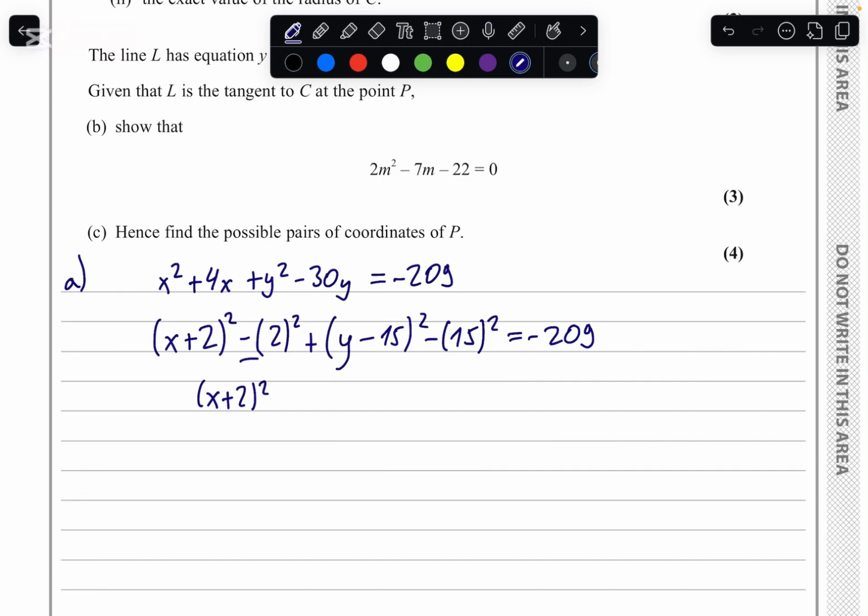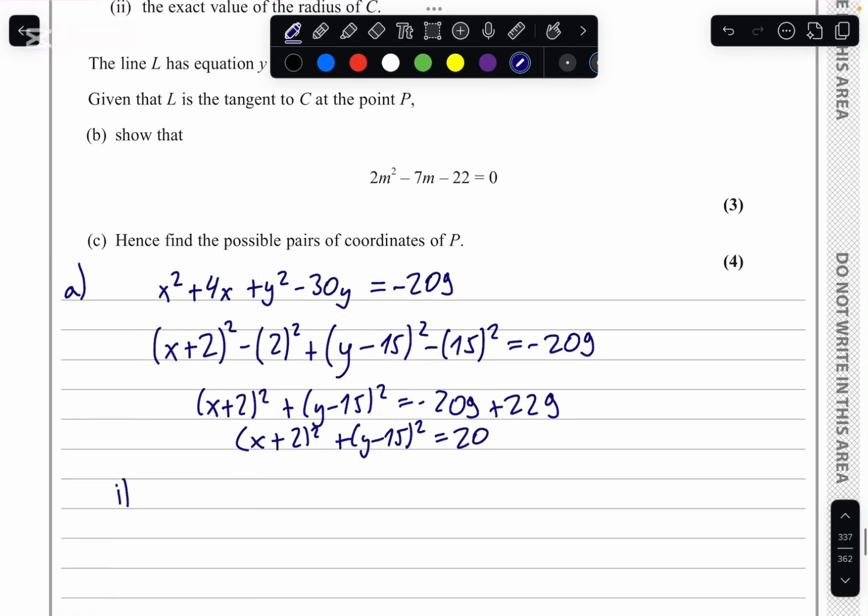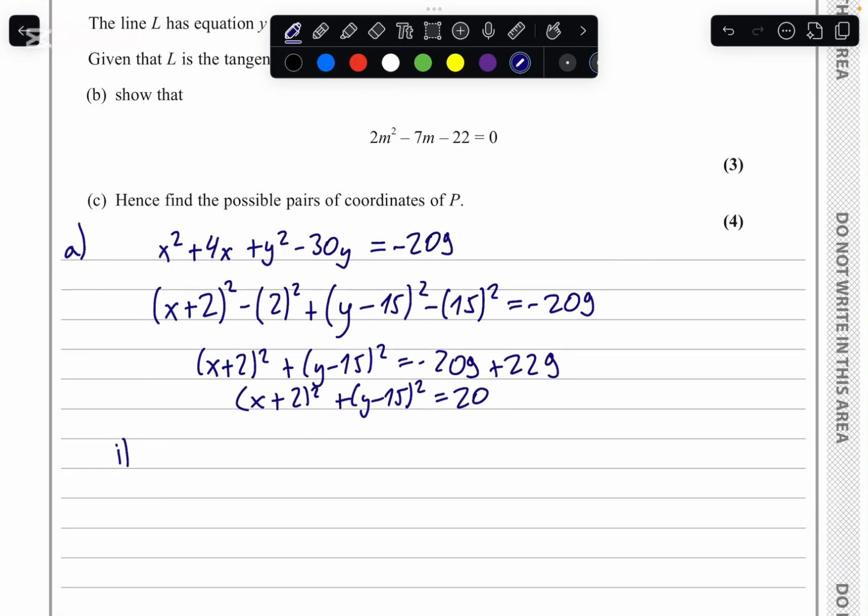Then if we take all the numbers to the other side, that becomes minus 209 plus 229. So that leaves us with 20. And to complete the question, in part I, it asks us for the center of the circle. The center coordinates are the number in the bracket with the sign reversed. So in this case, the center is minus 2, 15.